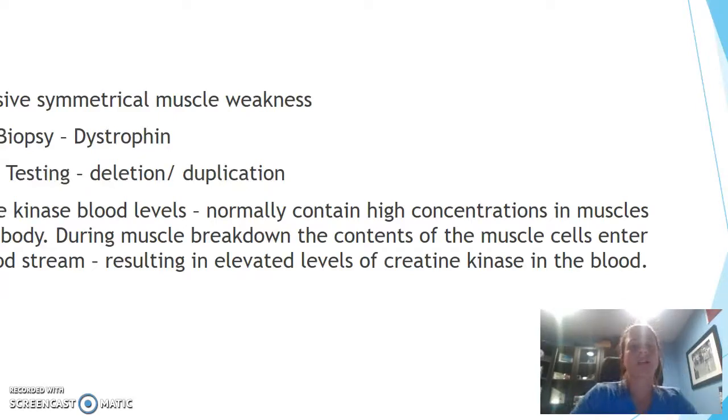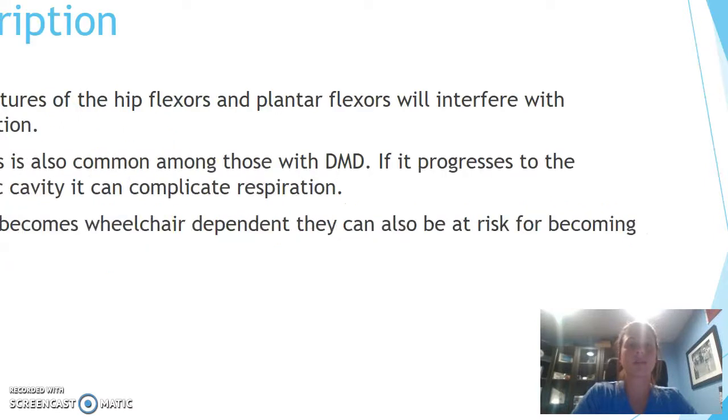And then lastly, a more invasive screening or diagnostic is creatine kinase blood levels. Normally in healthy skeletal tissue, you'll have high concentrations of creatine kinase in the muscle cells of the body. When an individual has muscular dystrophy, the muscle breakdown also breaks down the contents in the muscle cell itself. So the contents in the muscle cell enter the bloodstream, resulting in elevated levels of creatine kinase in the blood. So those are a few invasive and non-invasive ways of diagnosing someone with muscular dystrophy.